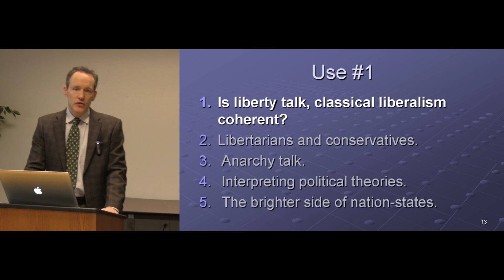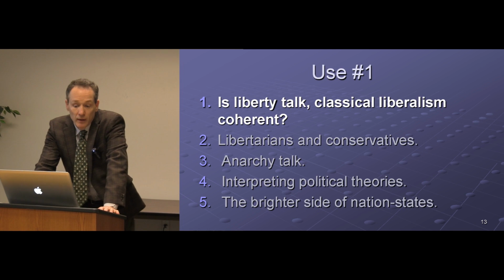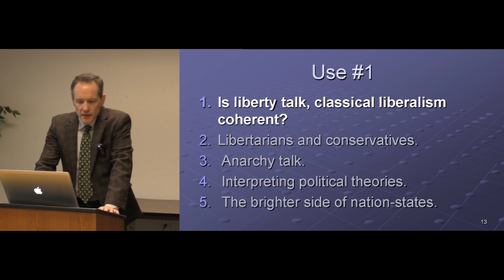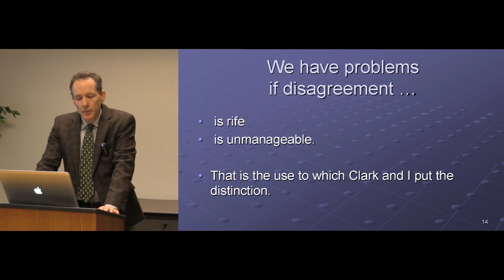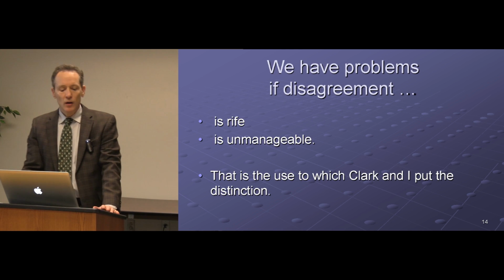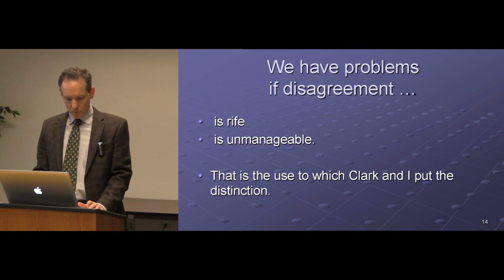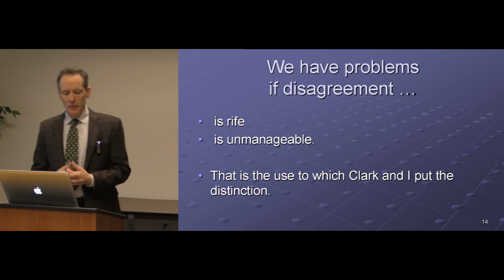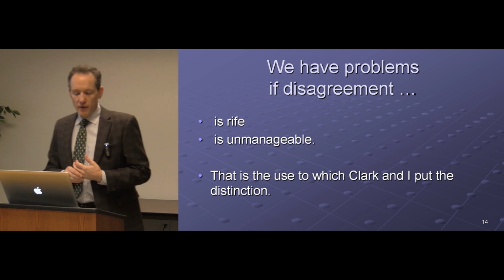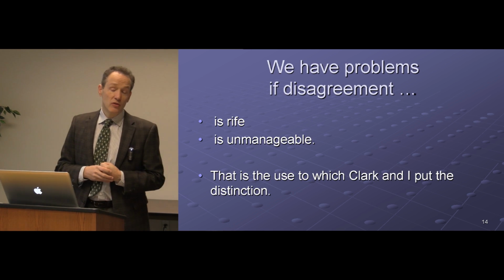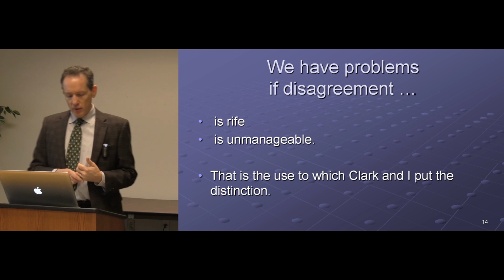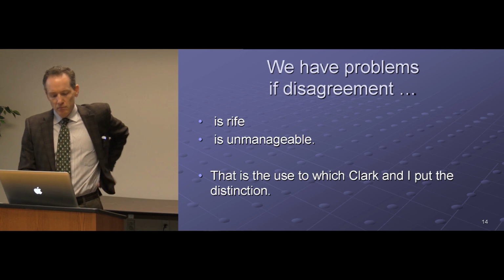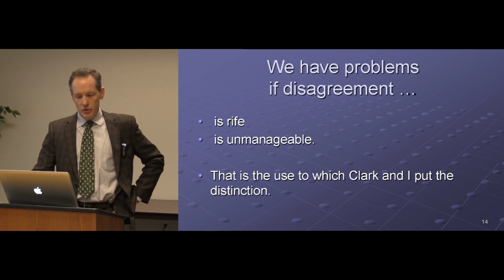And this brings us to the first use to which Michael Clark and I put the distinction between direct and overall. That is to address whether the disagreements between direct and overall are rife and unmanageable. If they are, then the critics of liberalism, the critics of this whole idea of liberty, have a very good point, or are on very solid ground in saying, hey, this problem is just too rife and unmanageable. A lot of your liberty talk, we don't really know which you mean and which we should mean, and it just is illusory, meaningless, not the way to approach things.